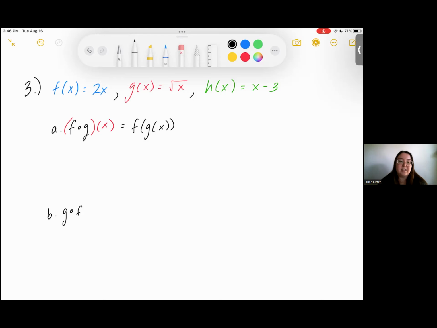Now that we have this, we can go ahead and replace our functions. So we're going to go from the outside in. You can go in either direction when it comes to these types of functions.